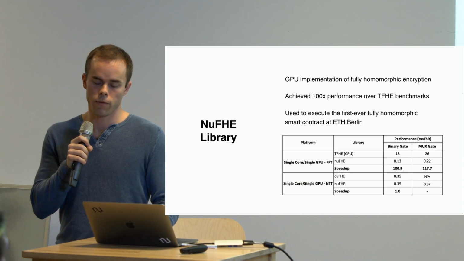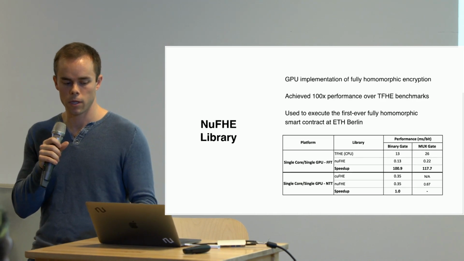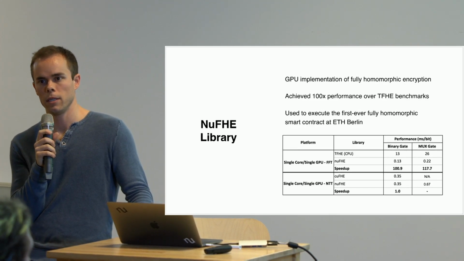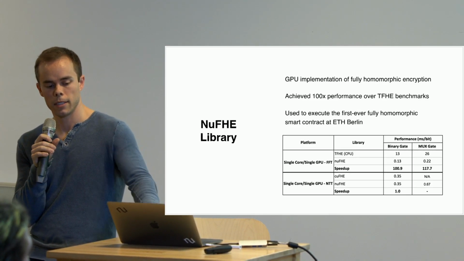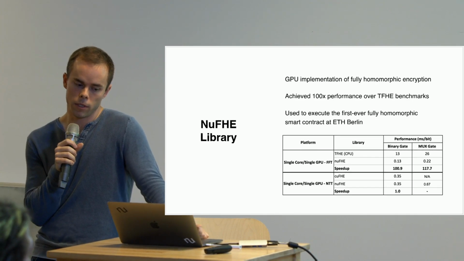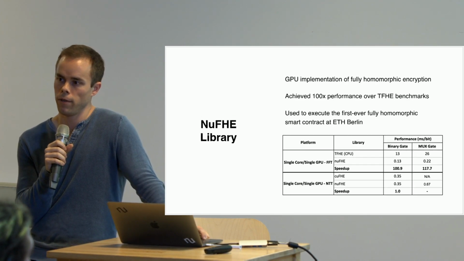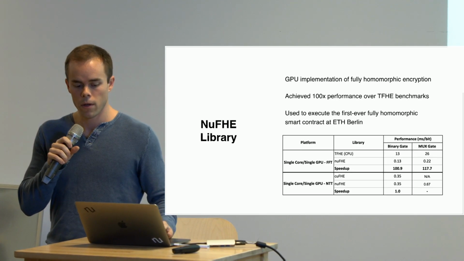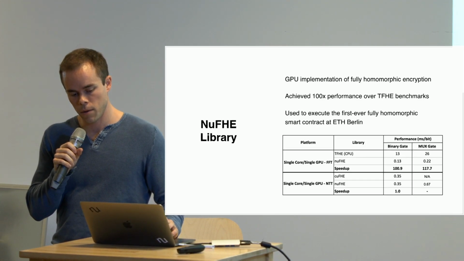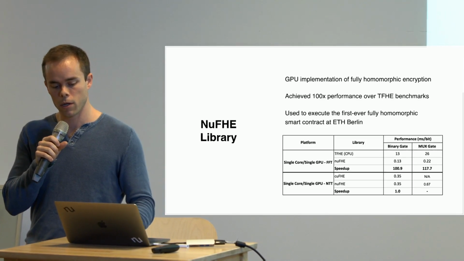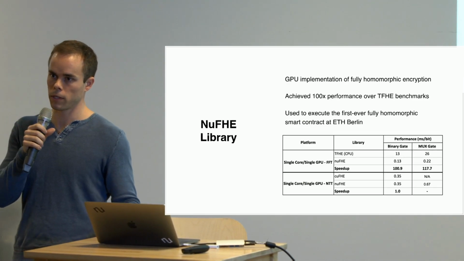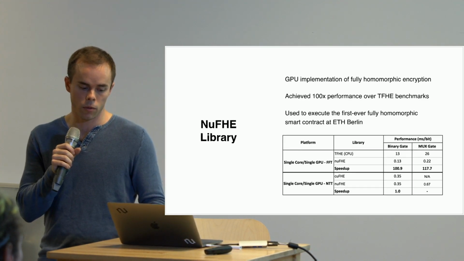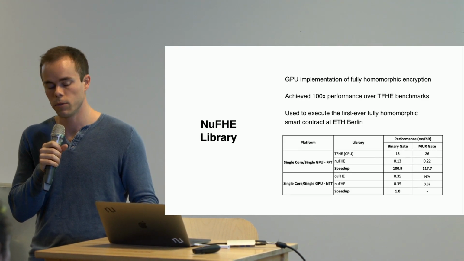Some of the work that we've done so far, we've published. This is an open source library, NuFHE, that's on our GitHub. We use GPUs to accelerate some of the existing FHE schemes, namely this TFHE scheme, and GPUs got us about 100x performance over the existing benchmarks. So right now, this is the fastest FHE library that we're aware of. We actually used it at ETH Berlin, about 5 or 6 months ago at this point, to execute the first ever fully homomorphic smart contract as a kind of POC. And we'd love for more people to build cool stuff with this and help us push this research forward.